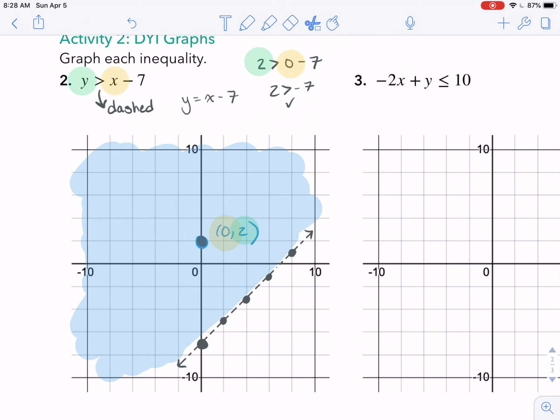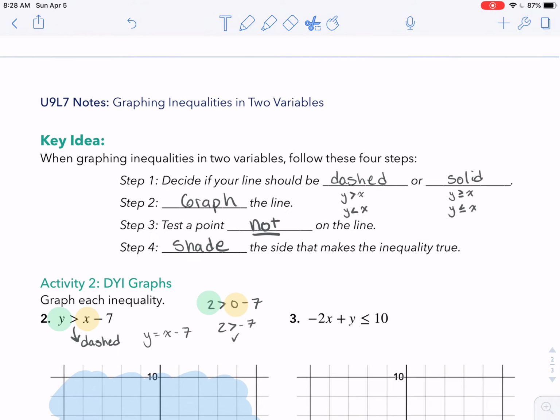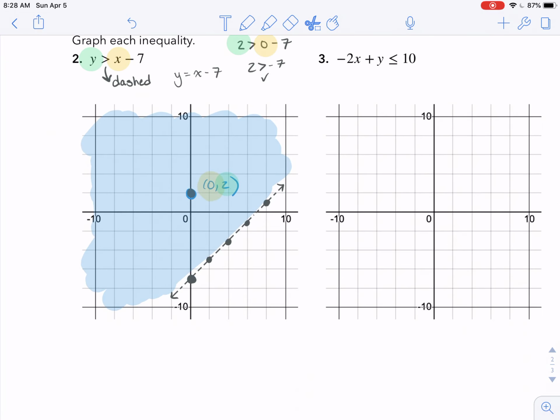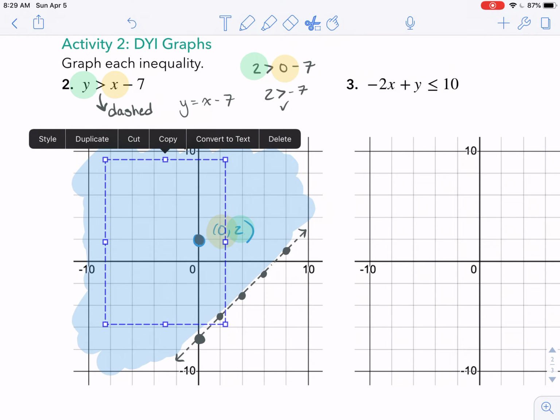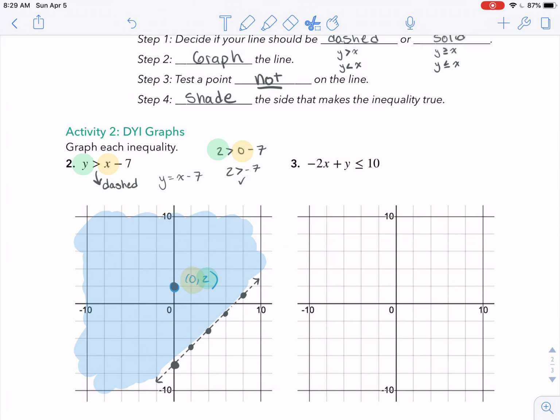Now, why did we do that? Well, that's because that's what the instructions say, haha. What we're trying to find here is all the points that make this inequality true. So instead of going through and testing each point, oh, does this point work? Does this point work? Does this one? What about that one? Instead of testing every single one, we just pick one, and then we can shade the rest of the graph because the shade covers our whole graph. Go ahead and take some time, pause the video, and graph number 3, and we'll see how you did.